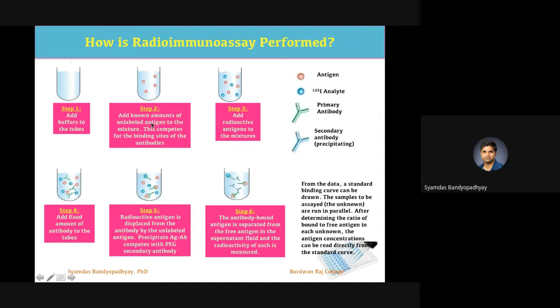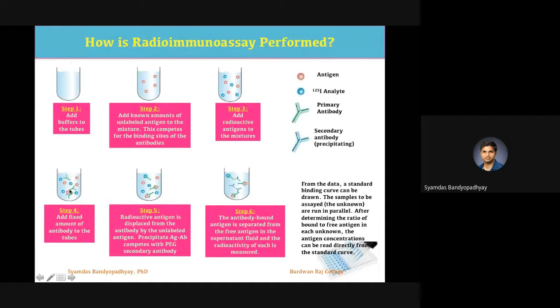For the ease of understanding, let's assume this is IL-10, a cytokine that serves here as an antigen. And this is supposed to compete for the binding sites of the antibodies, which are yet to be added to the sample. And in step 3, you add the radioactive antigens to the mixture. So same antigen, right? Here you are doing this radioimmunoassay for IL-10. You add IL-10, which is radioactively labeled, in this step, right? Is it clear? And in step 4, you now add the antibody, right?